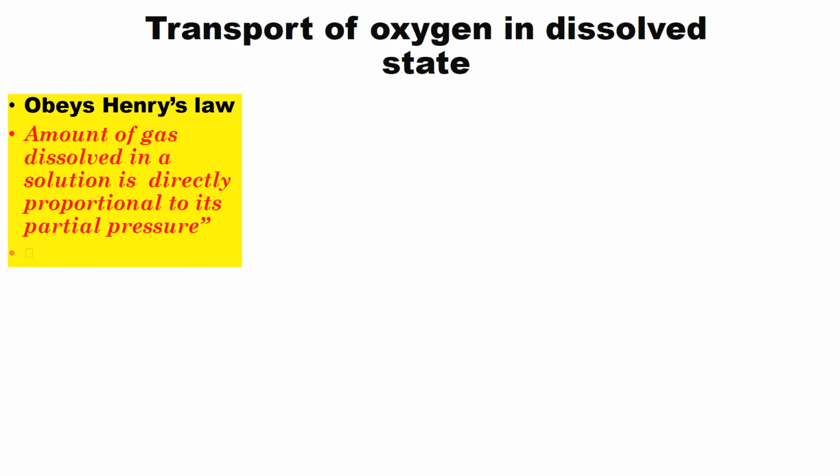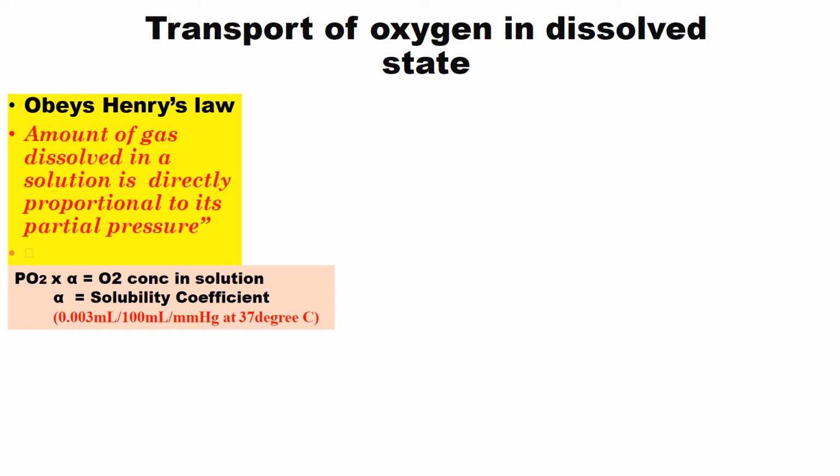Transport of oxygen in dissolved state comprises only 2 to 3%, and since oxygen is a gas, it obeys Henry's law, which states that the amount of gas dissolved in a solution is directly proportional to its partial pressure, which can be stated by this equation, in which the oxygen concentration in a solution is a product of partial pressure of oxygen multiplied by the solubility coefficient, which for oxygen is 0.003 ml per 100 ml per millimeters of mercury at 37 degrees Celsius.